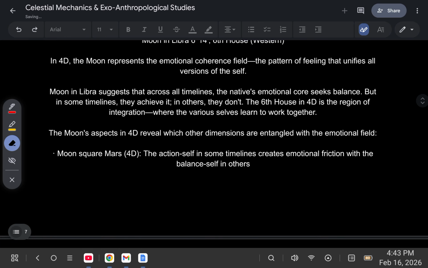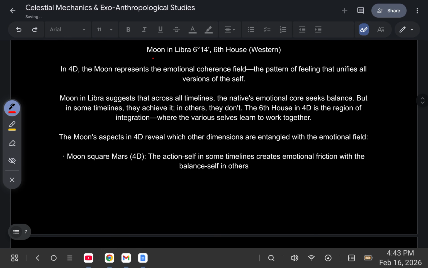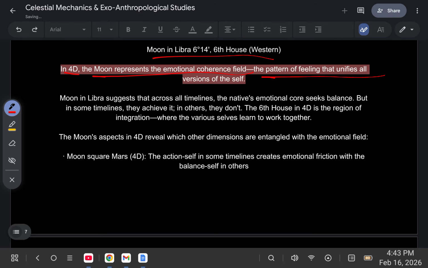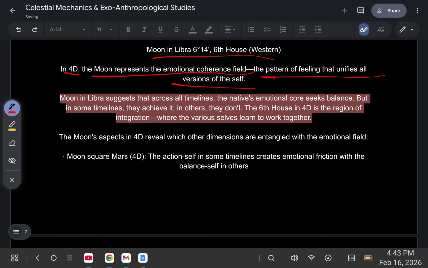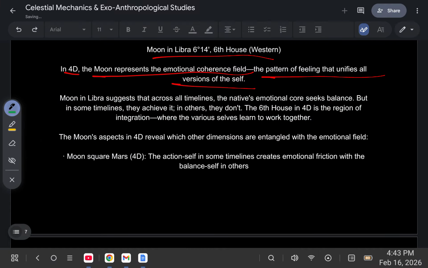Alright, let's talk about Moon in Libra at 6°14', 6th house, Western. So in 4D, what does the Moon represent? The emotional coherence field, the pattern of feeling that unifies all versions of the self. And when the Moon is in Libra, it suggests that across all timelines, the native's emotional core seeks balance. But in some timelines, they achieve it, and in others, they don't. The 6th house in 4D is the region of integration, where the various selves learn to work together.